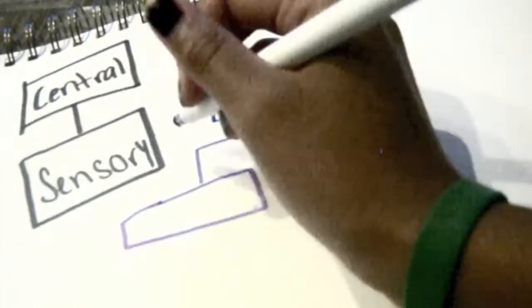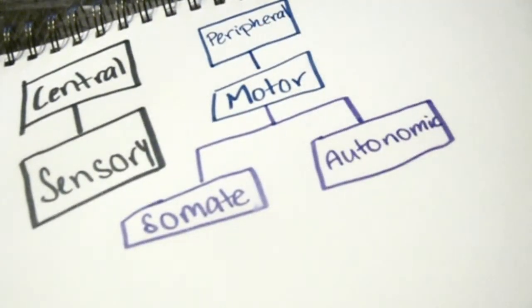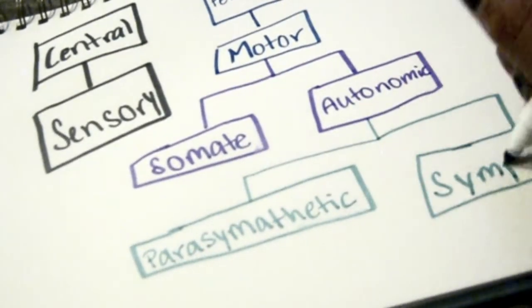So the nervous system is broken down into different sections, kind of like this. There's a central nervous system, and then there's a peripheral nervous system. And those are broken down into motor and sensory. Motor is even further broken down into somatic and autonomic. And autonomic is even further broken down into parasympathetic and sympathetic.